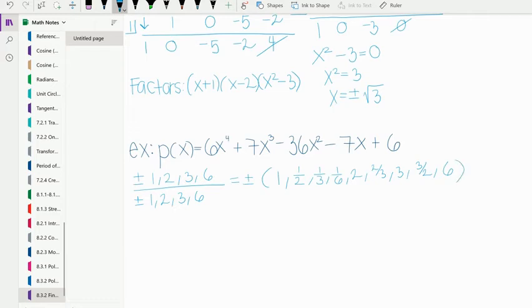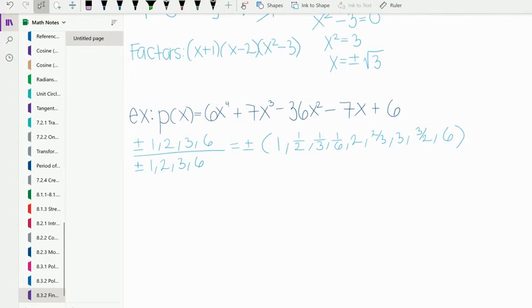So we have a lot of factors to test, and I know some people may be thinking this is crazy, but if we didn't have the rational root theorem, we would have an infinite amount of numbers to test. So at least this narrows it down. So we're going to go ahead and start testing numbers. We'll start with a 1. I usually start with a 1 to get started.